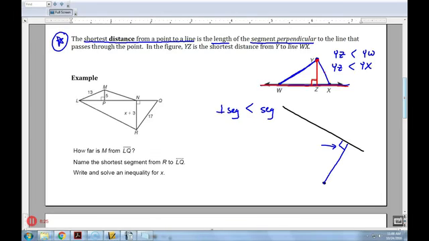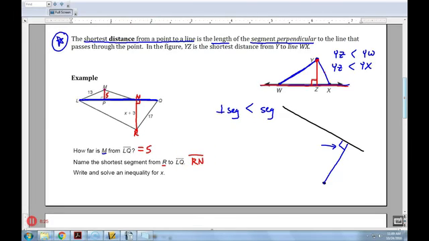All right, so let's do an example with some letters in here. So I'm looking at this diagram. It says, how far is point M from line LQ, or segment LQ? Well, I look at my diagram. The distance from M to LQ is defined as the shortest distance, so that would be 5. Name the shortest distance from point R to line LQ. Well, the shortest distance is always the perpendicular one, and to name that line, it's RN. Segment RN is the shortest distance.